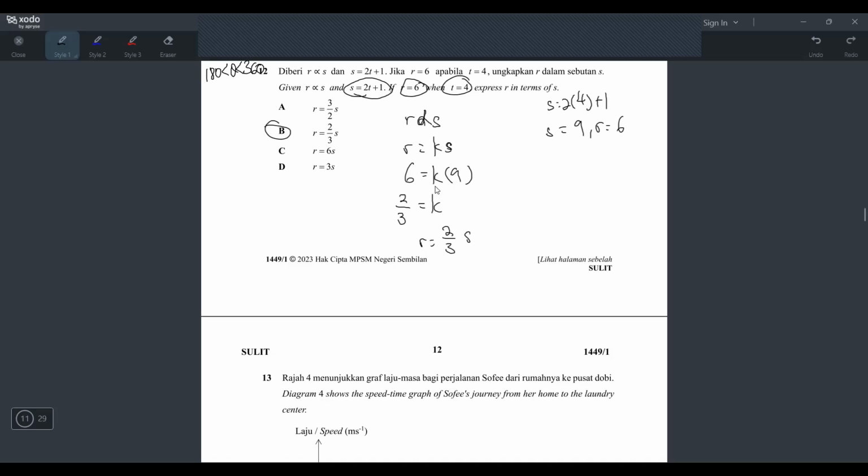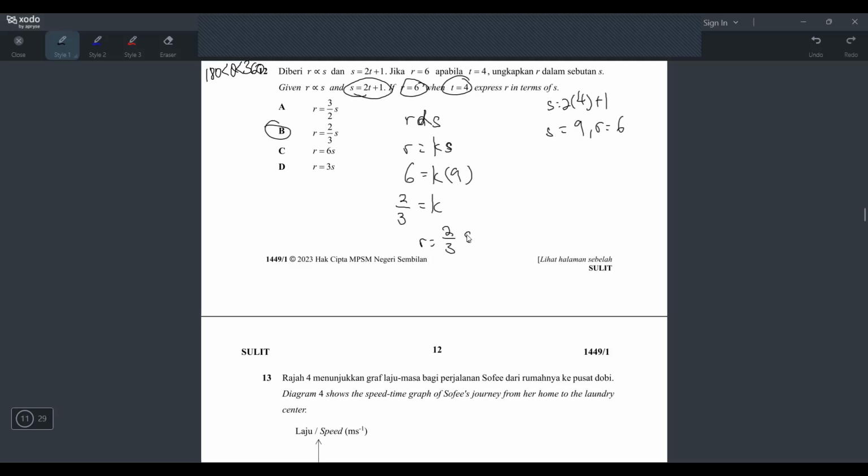Okay. Wait, is it correct? R is 6, S is 9. Yeah. Because I was afraid I put them in reversed. Okay. So make sure you are careful. S is 9, R is 6. Don't write the 9 in front and the 6 at the back. Because if you write like this, it's wrong also, right? Okay, so just remember the steps. When we do variation, always like this.